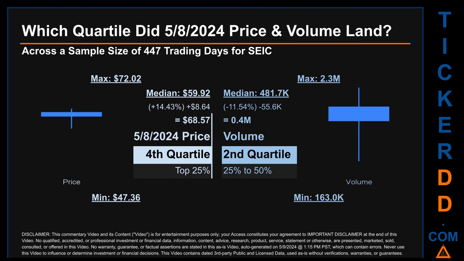SEIC has a median price of $59.92. Therefore, the 8th of May 2024 price was higher from that middle marker by 14.43%. The day's volume of 0.4 million was less than the median by 11.54%.